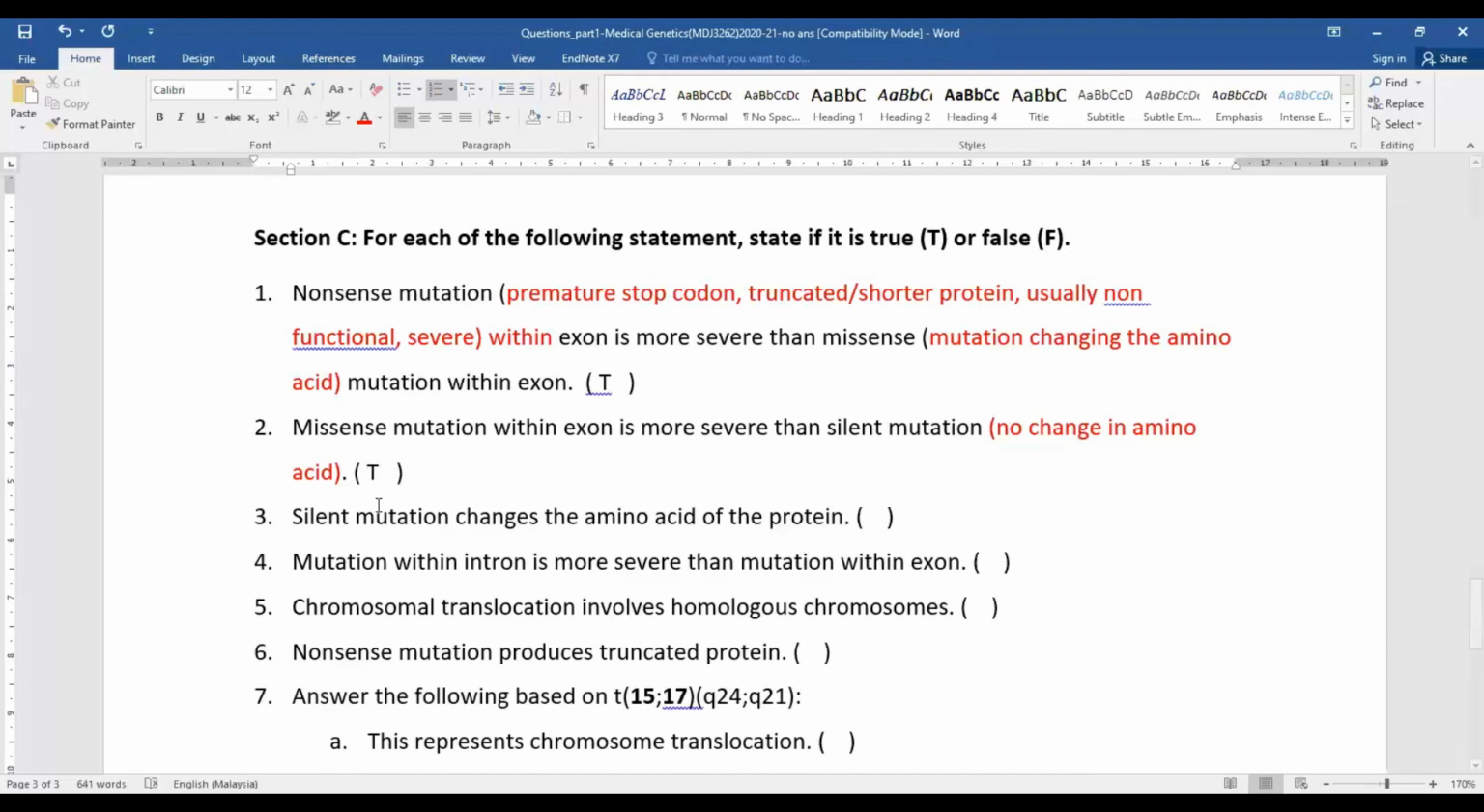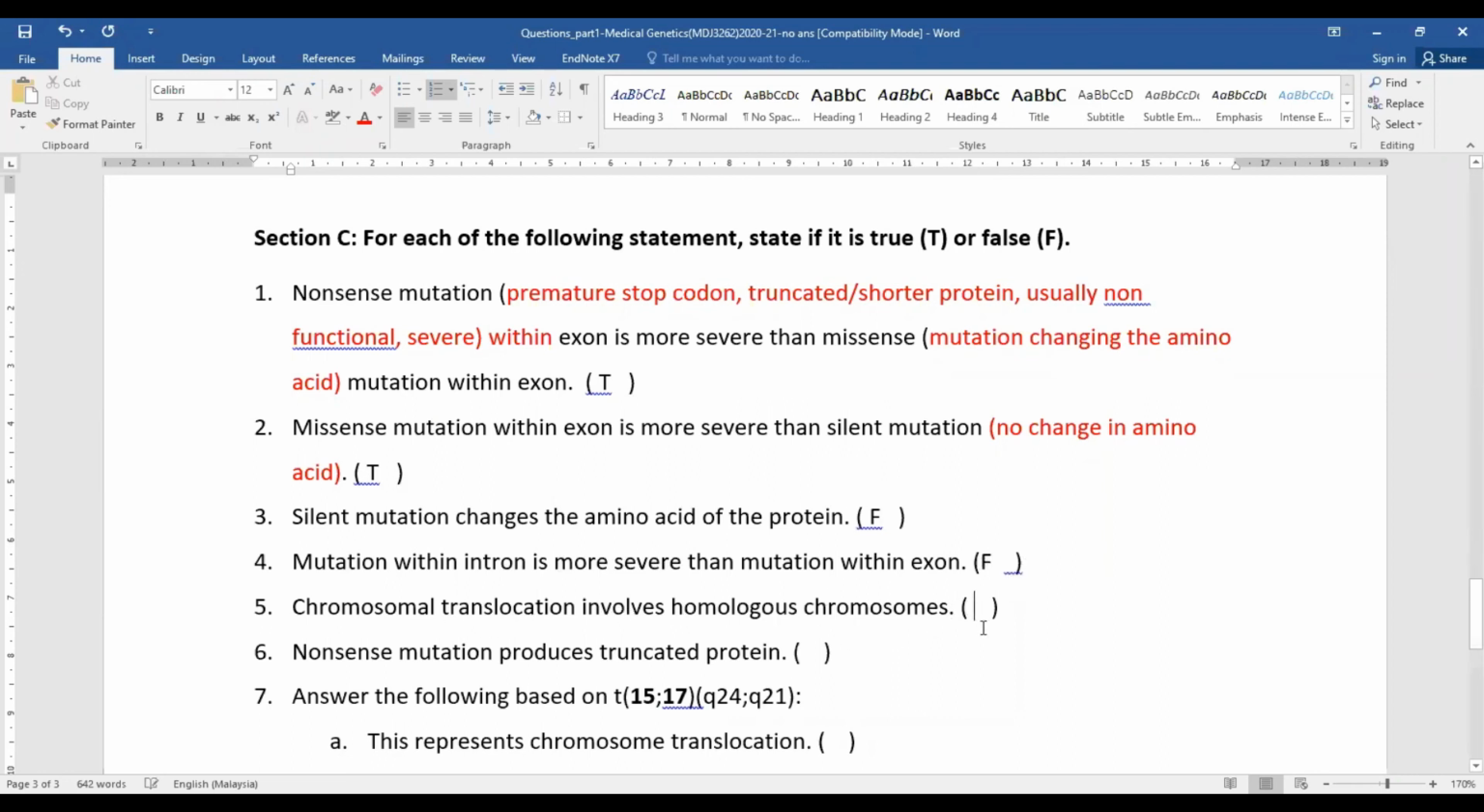Third one, silent mutation changing amino acid sequence. We already say here there's no change, so this one is false. And then, mutation within intron is more severe. No. Remember, introns do not code for proteins, amino acids. Exon is the one that determines the amino acid sequence in the protein. So mutation within intron more severe, this one is false.